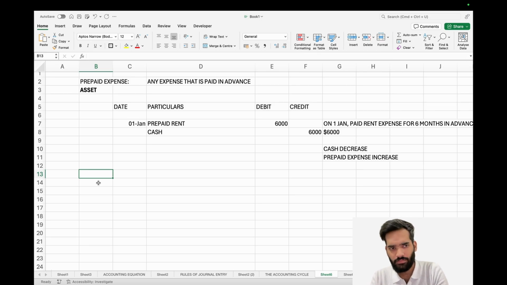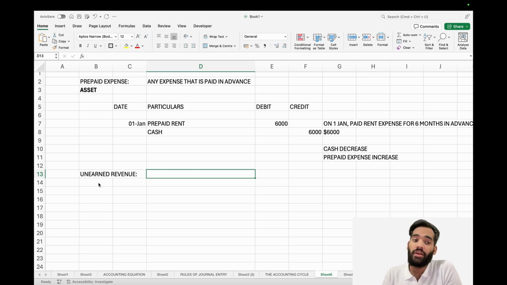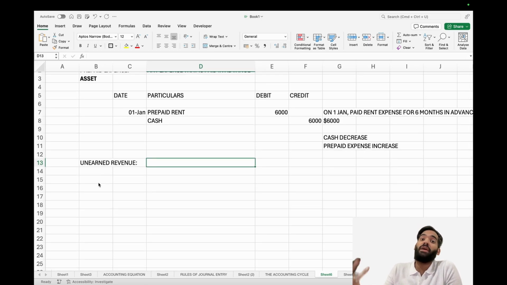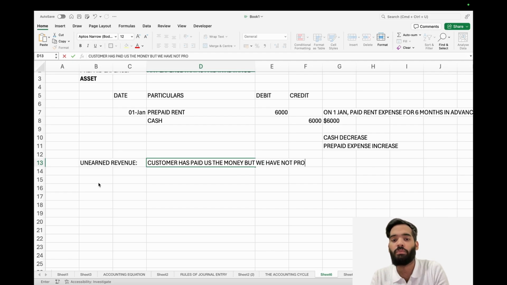Okay. The second term I want you to get familiar with is something called unearned revenue. Now what is unearned revenue? Unearned revenue is when a customer has paid us the money but we haven't done the work. That means the customer has paid the money in advance, right? Customer has paid us as the business the money, but we have not provided the services or the sales that we're supposed to do yet.